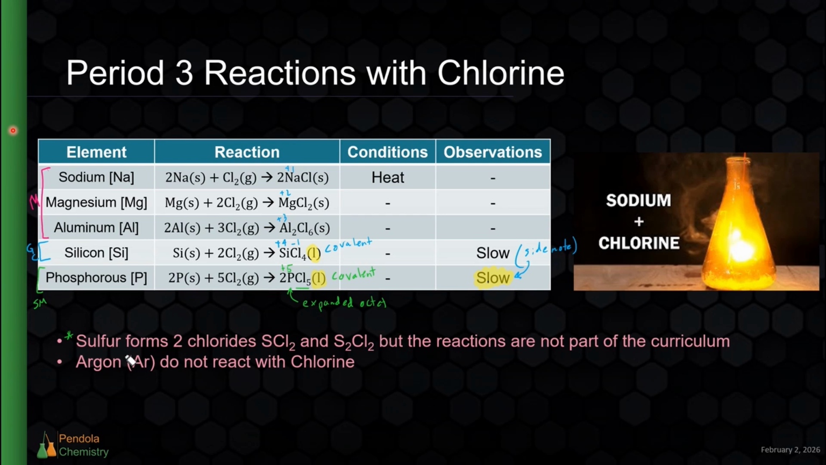Now, it should be said that sulfur does form 2 different chlorides, SCl2 and S2Cl2. These are compounds that exist between sulfur and chlorine, but they're not part of your curriculum or the reaction to your curriculum. We will see these compounds later on, but their creation through this type of reaction is not part of your curriculum. And just like before, argon is a noble gas. It does not react with really anything, not chlorine. All right, so that's the reaction of the period 3 elements with chlorine.